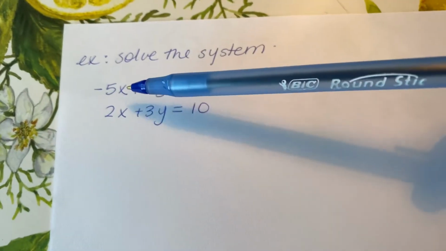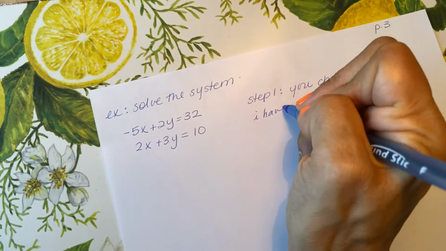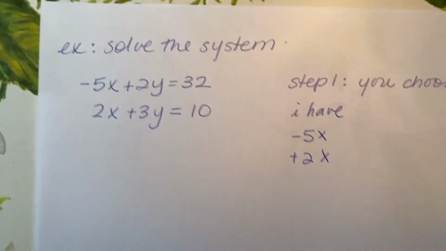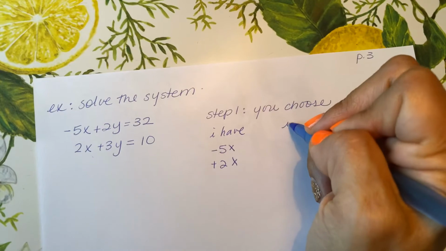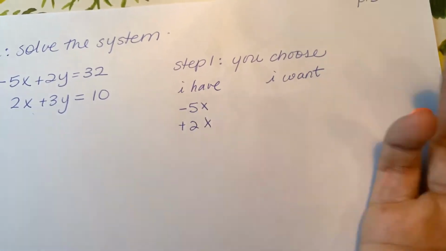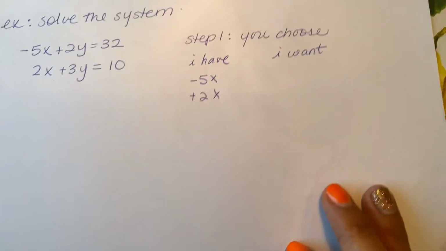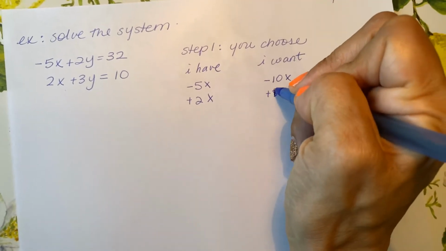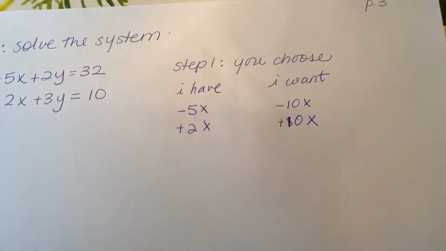All right, so I'm going to choose x. So what do I have? I have negative 5x and positive 2x. What do I want? Well, 10, right? 2, 4, 6, 8, 10, 5, 10. 10 works. I want negative 10x and positive 10x. I was going to multiply by a number.